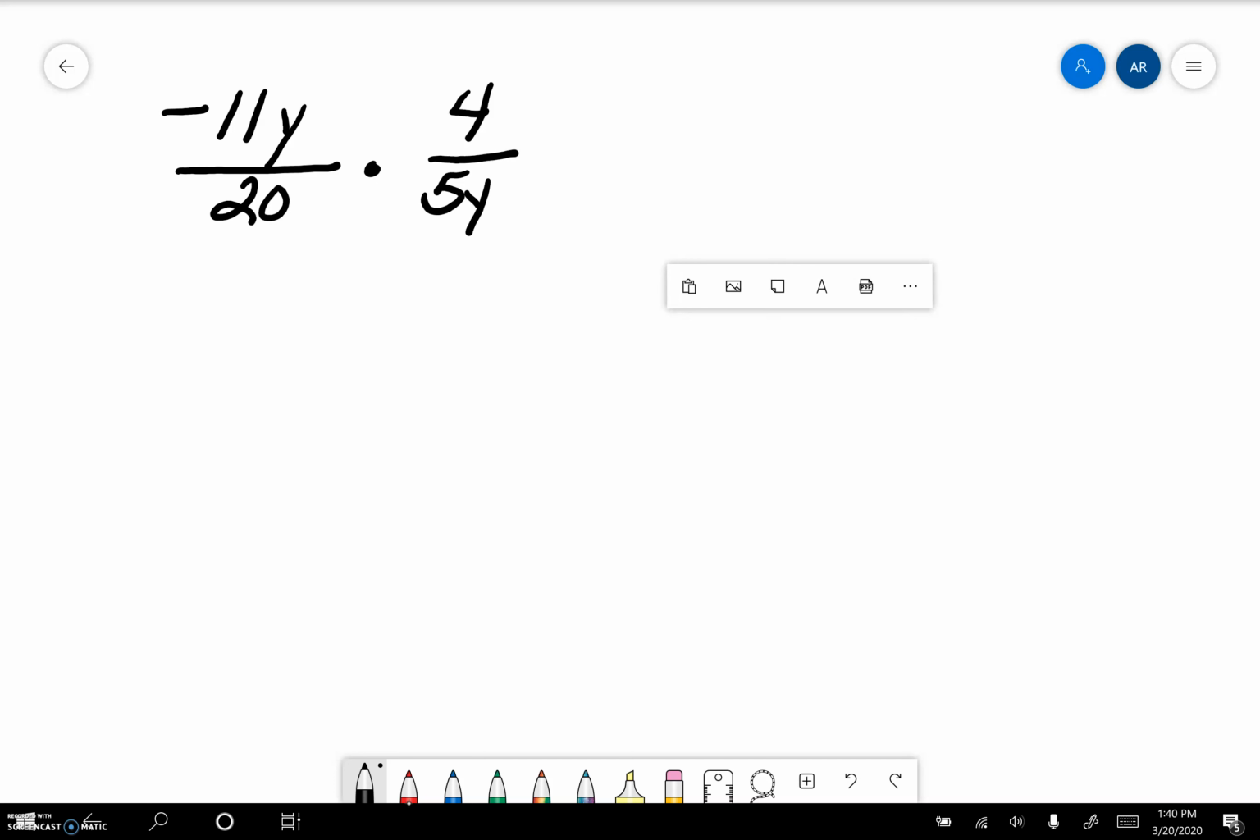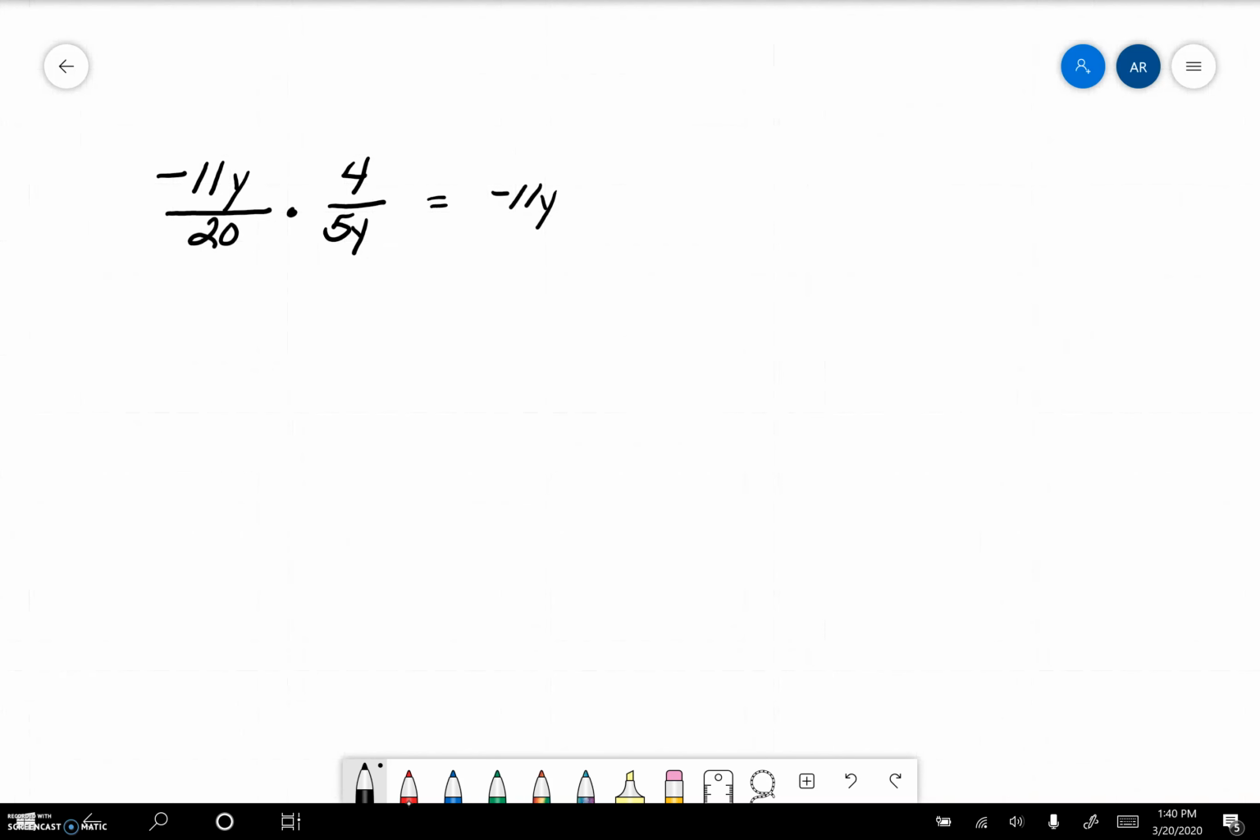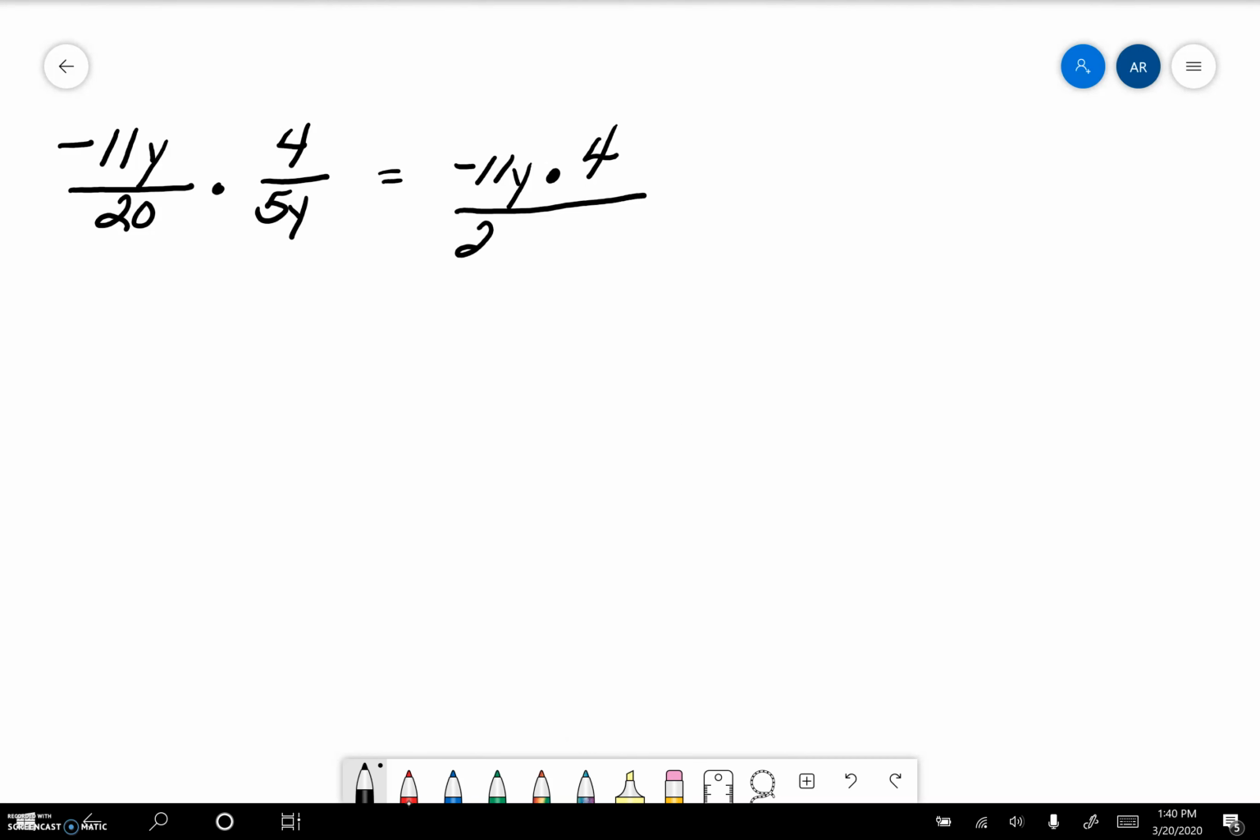Okay, now the first thing I always recommend is to rewrite it as a whole fraction. So I'm going to rewrite it as negative 11y times 4 all over 20 times 5y. Okay, so I'm going to start doing an evaluation.